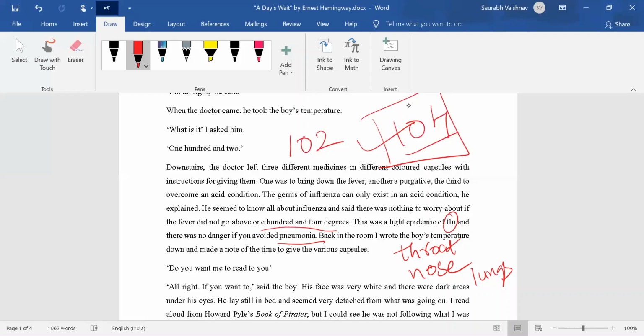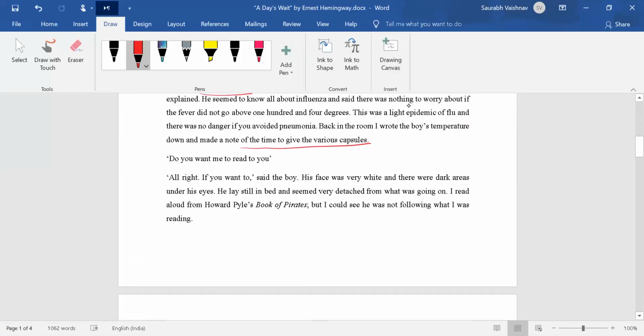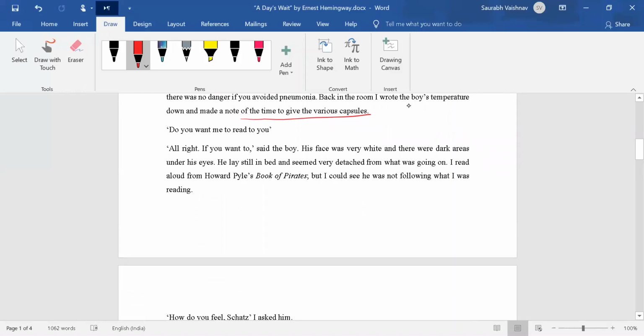Back in the room, I wrote the boy's temperature down and made a note of the time to give the various capsules. So the father made a note of the time for the capsules, one for fever, another for purgative, and the third for acid condition. When is each capsule supposed to be given to Shads, his son? Do you want me to read to you?